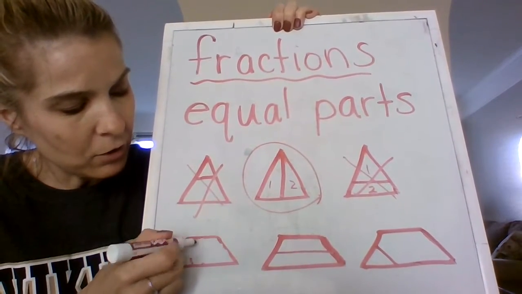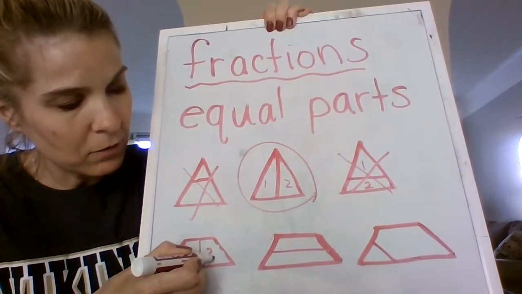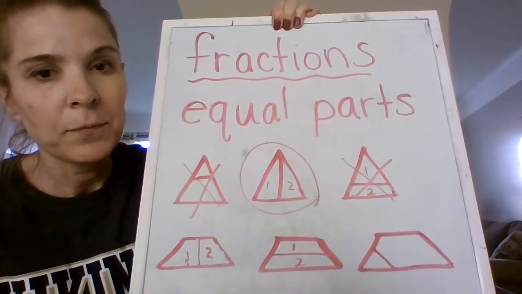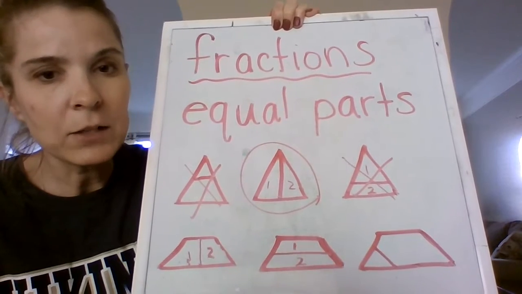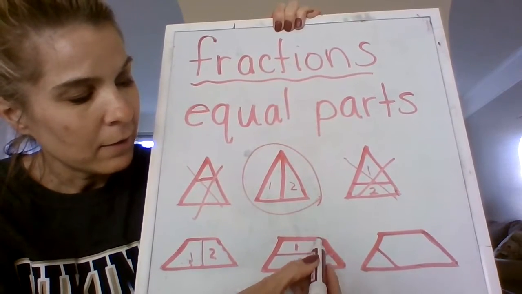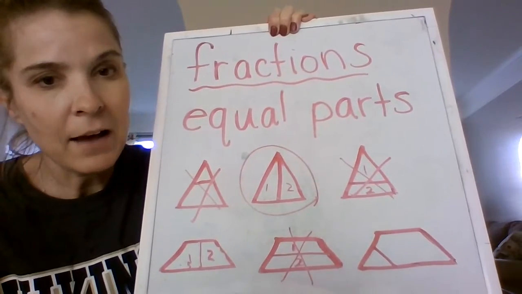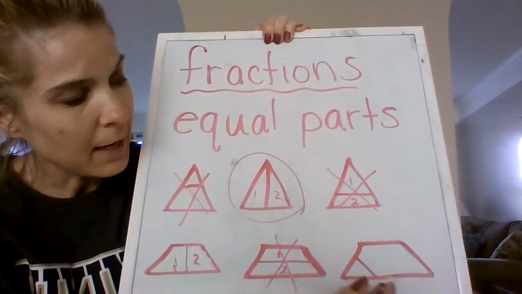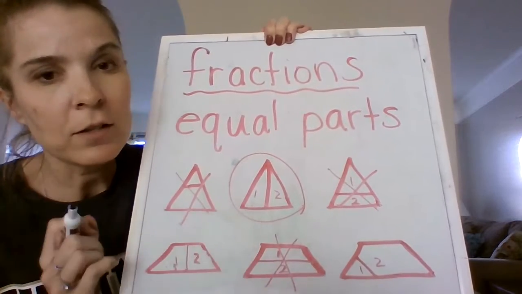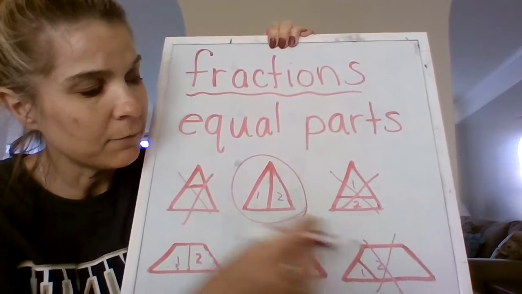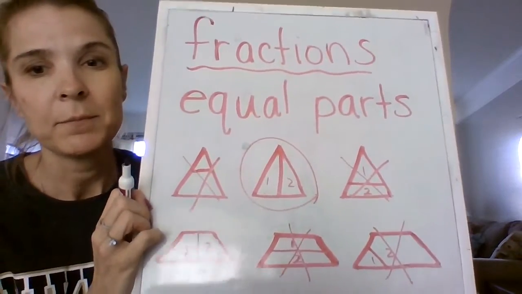And then I'm going to cut it into 2 equal parts. 1, 2. Okay, 2 parts, yes. Do those 2 parts, are they equal? No, it's not equal. It's not cut into half. It's not fair, okay? 2 parts, yes, but are the 2 parts the same? Are they equal? No, it is not cut equally into 2 parts.